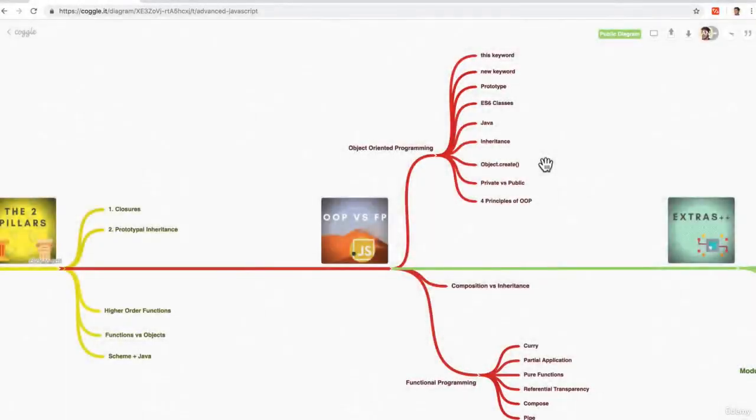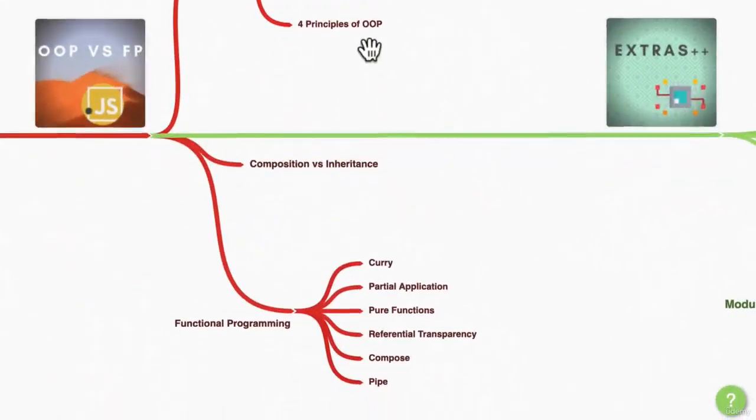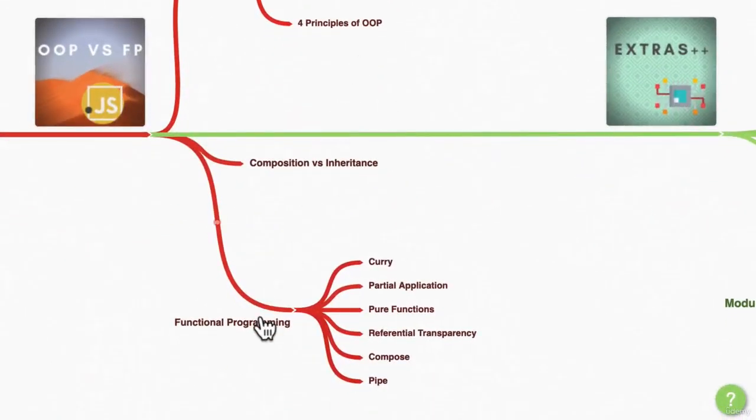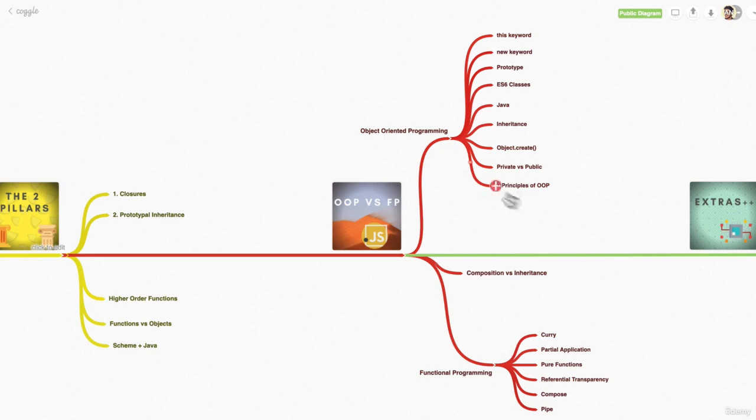There you go. You did it. You just finished the object-oriented programming section of the course. We can finally jump into functional programming, and then talking about composition versus inheritance, and then finally comparing object-oriented programming with functional programming, when to use what, and some of the pros and cons.